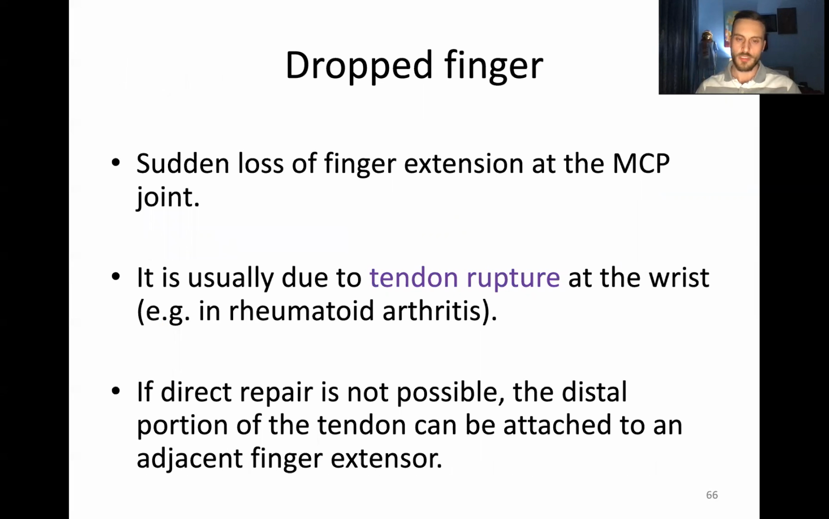Dropped finger is usually a sudden loss of extension of the metacarpophalangeal joint. Usually it's from tendon rupture at the wrist. So what to do? Direct repair is not possible. The distal portion of the tendon can be attached to an adjacent finger extensor.